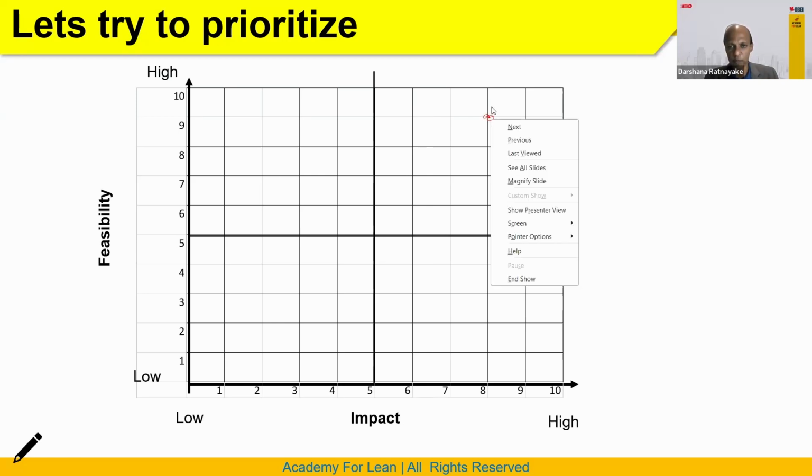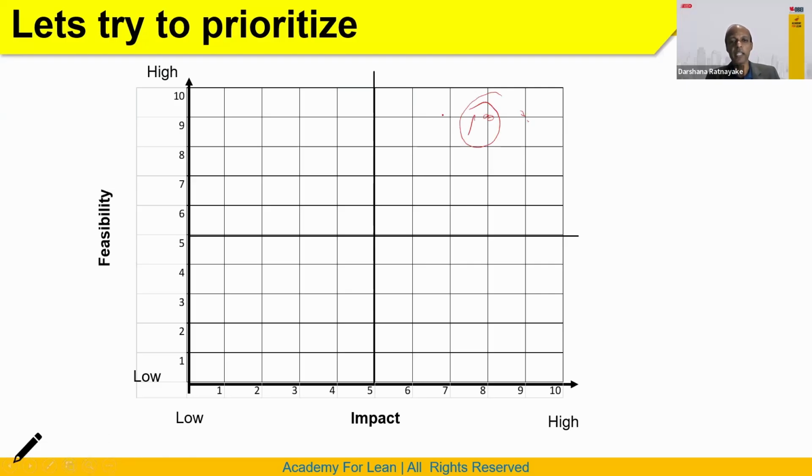Here we write project number 1. Okay, it's here. Then we take project number 2. Project number 2, you decide, yes, it is easy to do, but there is not much impact. Within 2-3 days we can do it, but if we do it, we do not get much impact for the objective. That means in this column, feasibility is high but impact is low. Let's say impact is 2, feasibility is 8. This is project number 2.